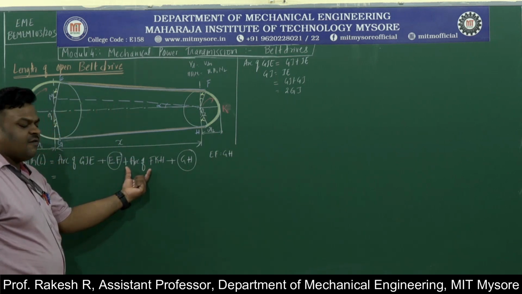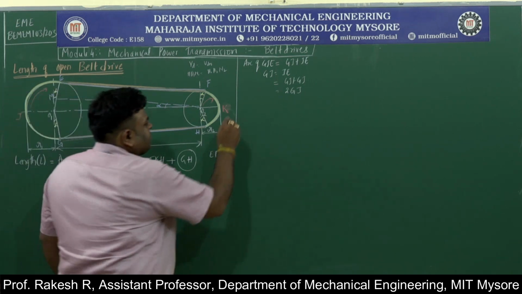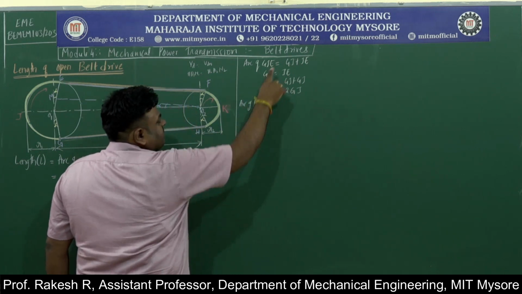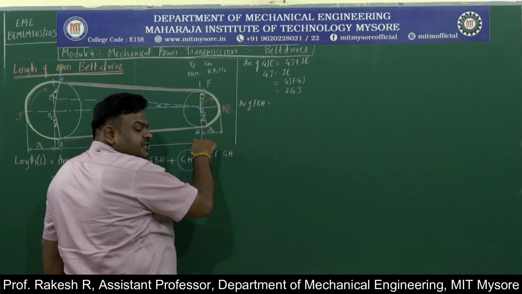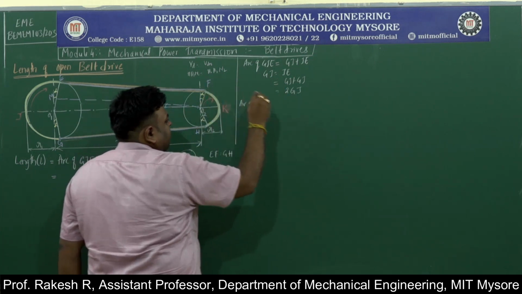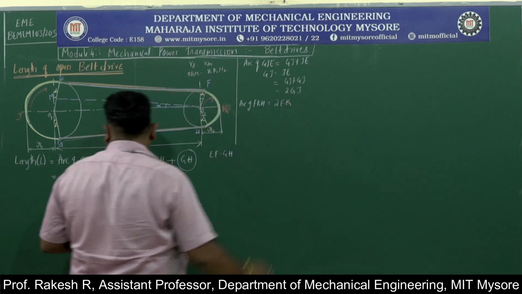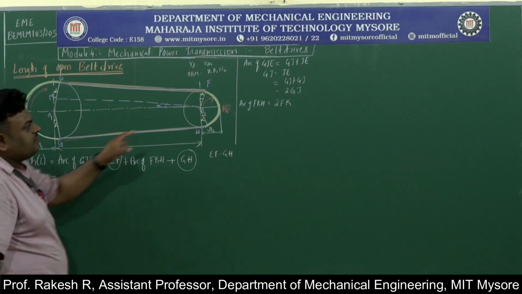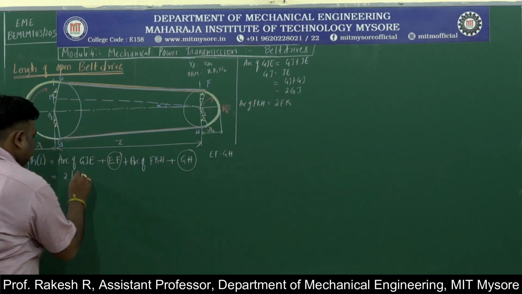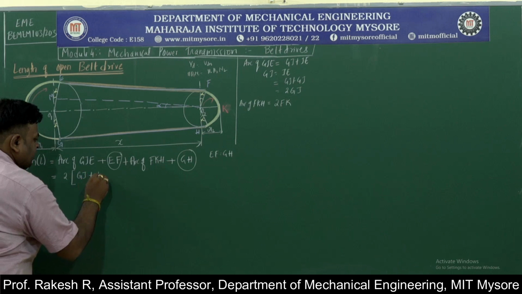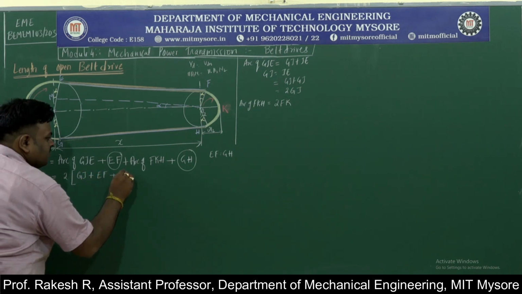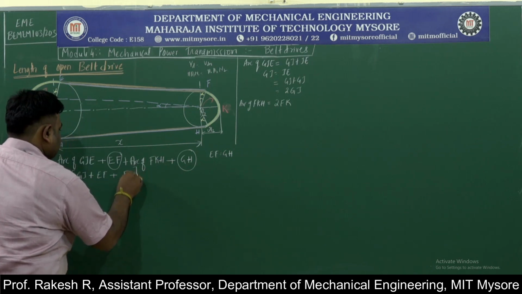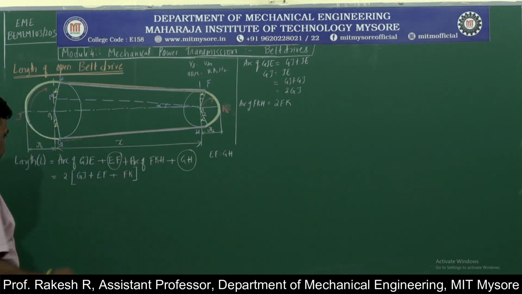Then again arc of FKH. Arc of FKH is nothing but, directly I will write FK plus KH. So 2 into FK. Similarly, I will write this. I will take 2 common. 2 into GJ plus EF plus FK. So this is the total length.